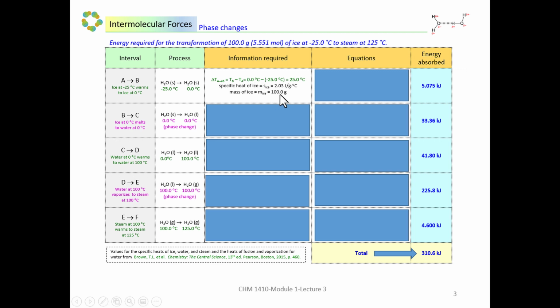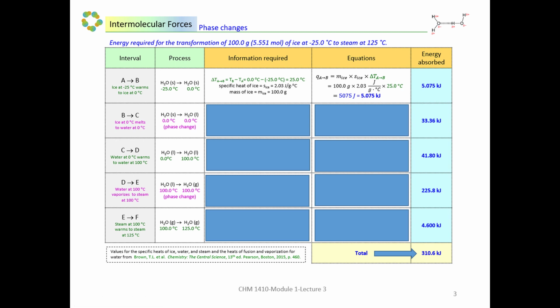How do we get an energy? We just need to use an equation where all the units cancel out, except for units of energy or joules. So if we simply take the mass of the ice, multiply by the specific heat of ice times the temperature change, the units would cancel, grams would cancel, degrees C would cancel, and you'd be left with joules, which, for reasons that'll become obvious soon, I'm going to convert to kilojoules and put right there. We have the first interval done.